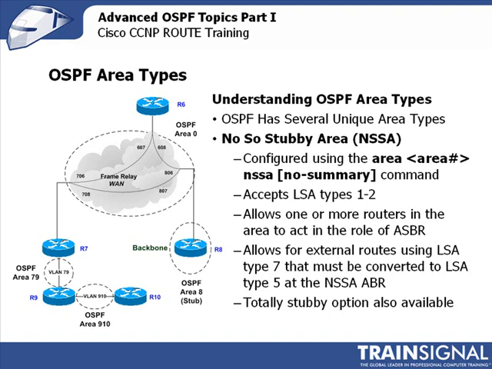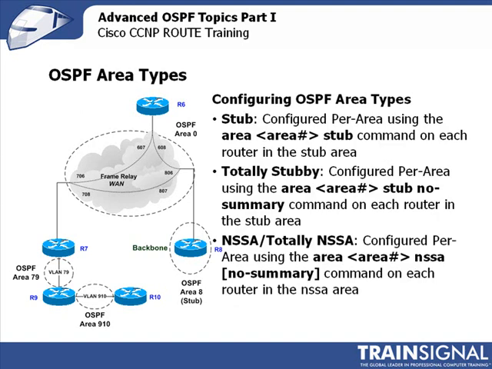It accepts LSA types 1 and 2, router LSA, network LSA. But it allows one or more routers to act in the role of ASBR. But in the NSSA, those external routes are created in what's called an LSA type 7. Once it reaches the edge, the ABR leading out of the NSSA, then it becomes converted into a type 5. And as I said before, there's an option for a totally not so stubby area.